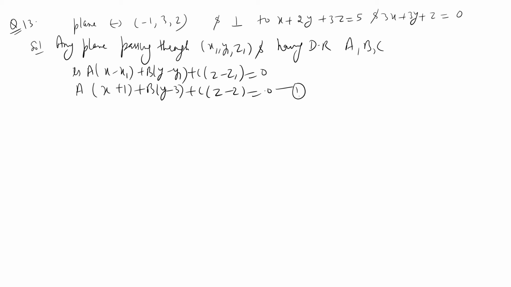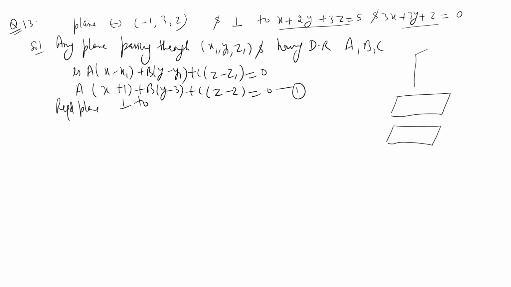So for that I have some condition and I have to use that condition. This required plane is perpendicular to two more planes. So some plane is perpendicular to both. Understand that these both planes need not be parallel to each other; the situation can be like this also. It will be perpendicular to both planes.